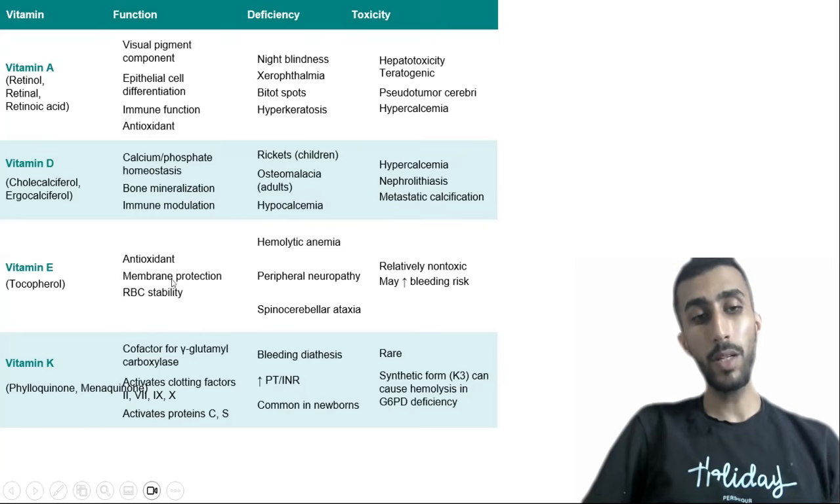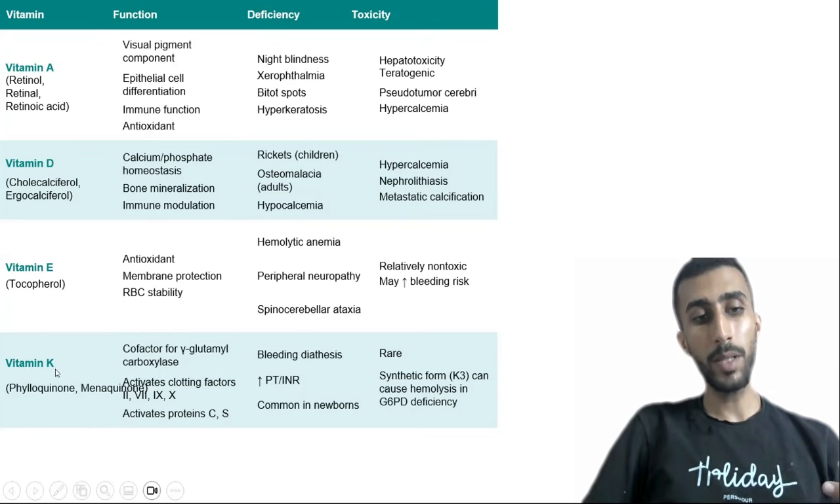Vitamin E, very high yield to know that its main role is antioxidant, and it is important for membrane protection and RBC stability. So its deficiency is gonna cause hemolytic anemia, of course peripheral neuropathy. So B6 and vitamin E are very important for the nerves. So the deficiency of both of them are gonna cause peripheral neuropathy and of course also spinocerebellar ataxia. It's relatively non-toxic, may increase the bleeding risk.